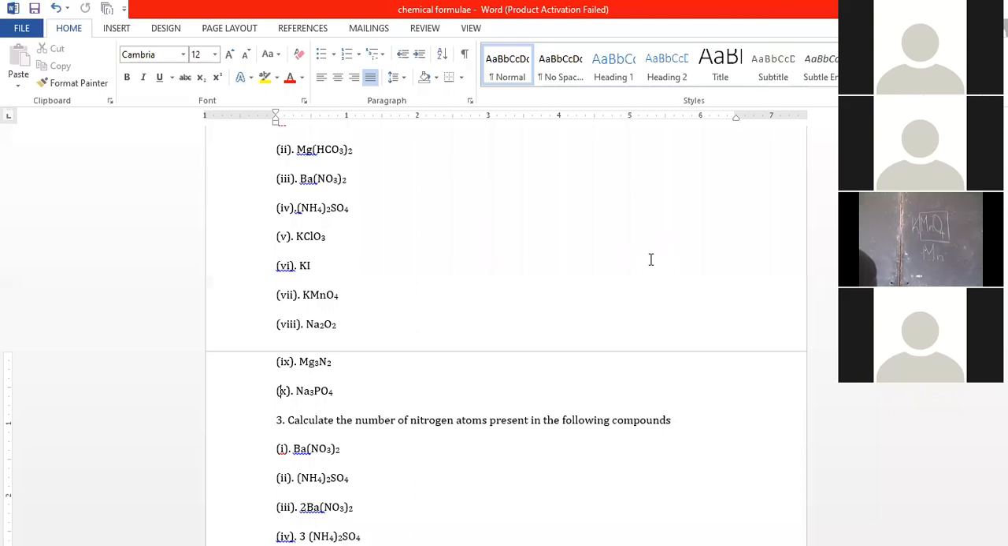Can you read for me question 3? Calculate the number of nitrogen atoms present in the following compounds. Okay. We talked about that during the previous lesson. This topic requires a lot of practice from us. So, can any one of you remind me how do we get the number of nitrogen atoms in that compound? By the way, what is the name for that compound, Roman 1? How do we call the compound? Barium.